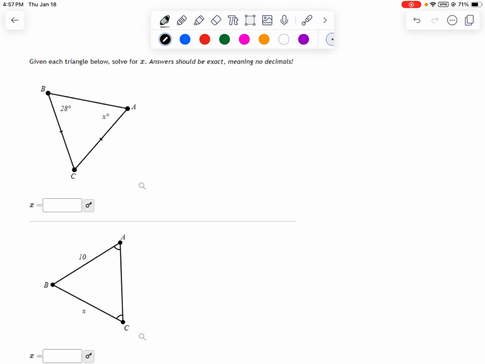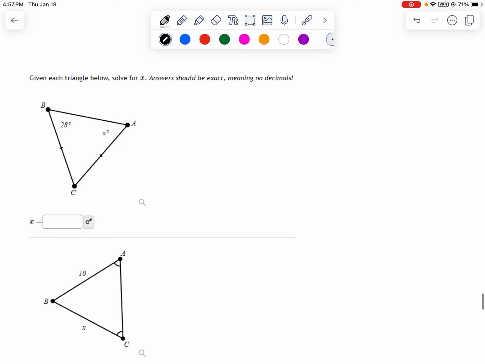Hello and welcome. So, given each triangle below, solve for x. Answers should be exact, no decimals.